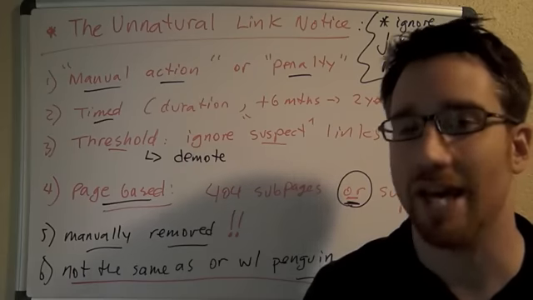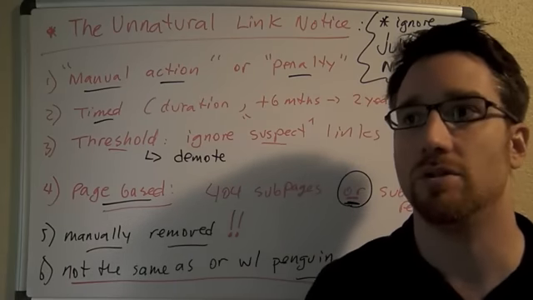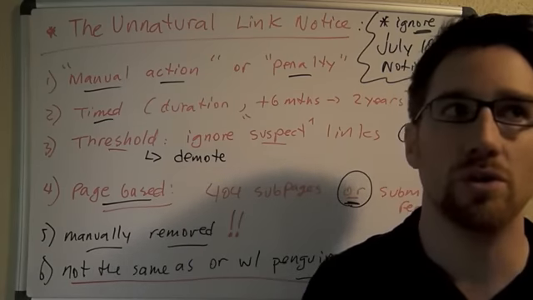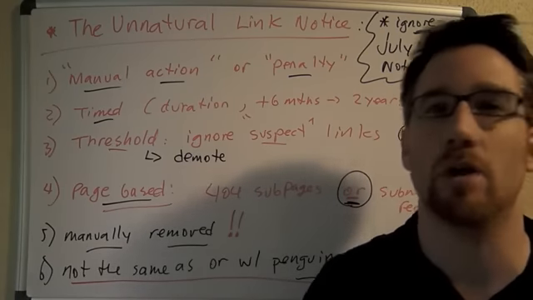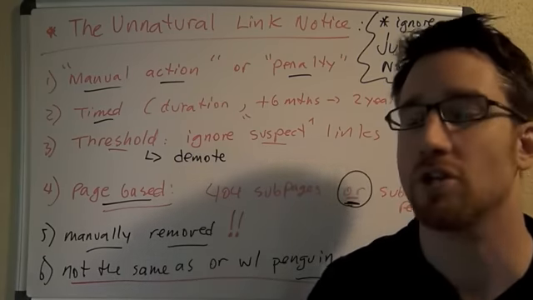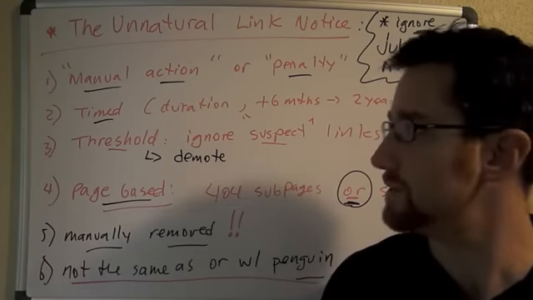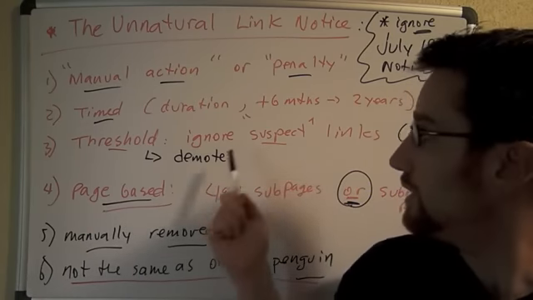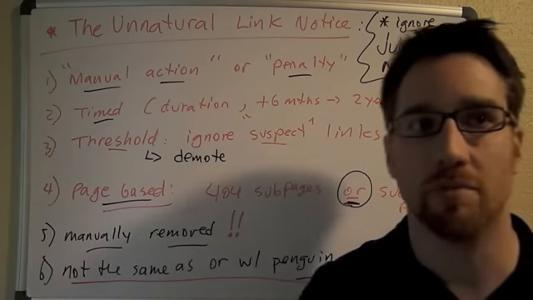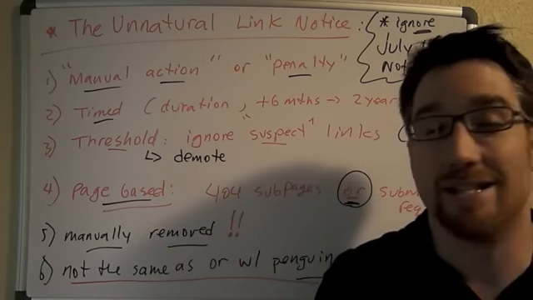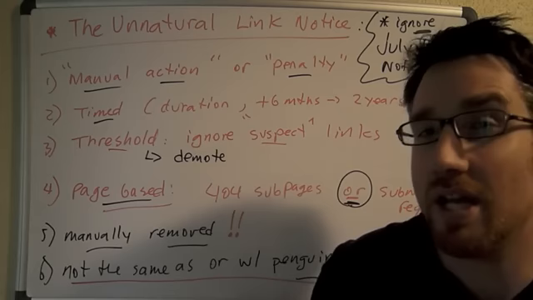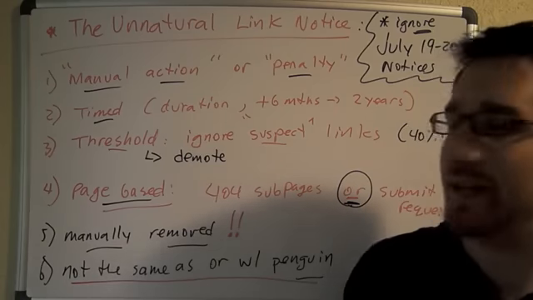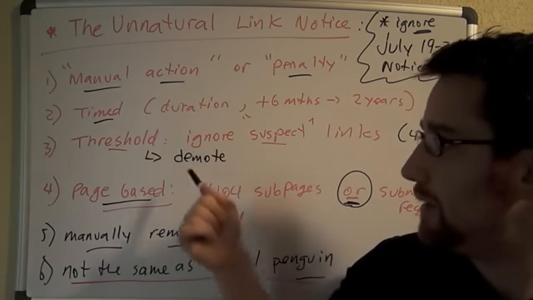John Mueller says you can wait it out, but he doesn't recommend that you do. I believe the reason is, one, because it takes so long to go away, and two, it puts a black mark on you, so to speak, and you might be extra susceptible to manual penalties. There is a threshold. John Mueller has stated that they will ignore suspect links up to a certain percent. I'm guessing around 30 or 40%, depending on how draconian they want to be. Maybe more, maybe less. That's just my guess. But at some point, there is a hard line and they will demote.